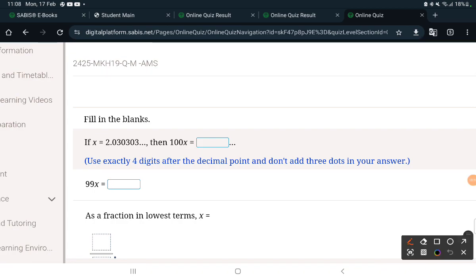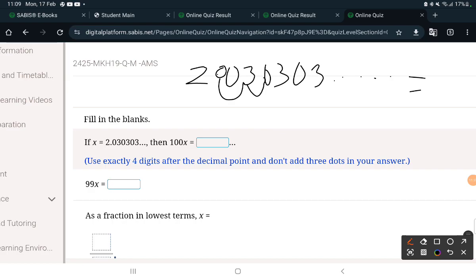Okay, this is also a new concept. Okay, so if x equals 2.030303 and then it just goes on for an infinite amount of times, then 100x equals blank. So basically what they want us to do is just move the decimal place twice. 2.030303 and so on. We move the decimal place twice. 20.3 is once, and then 203.030303 is multiplied by 100, so that's 100x.